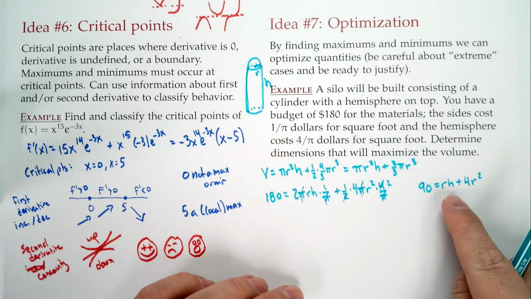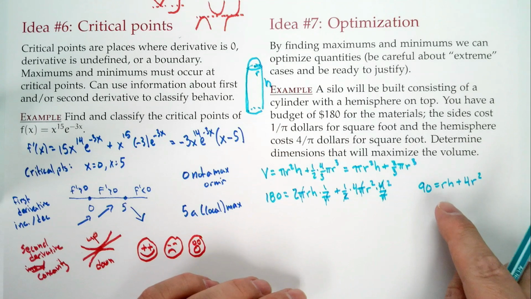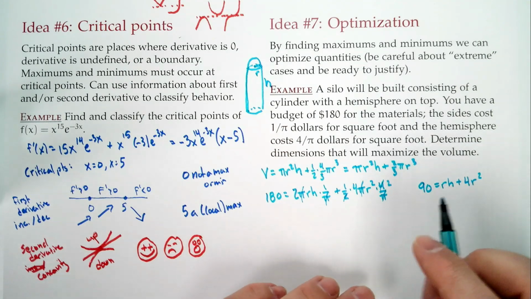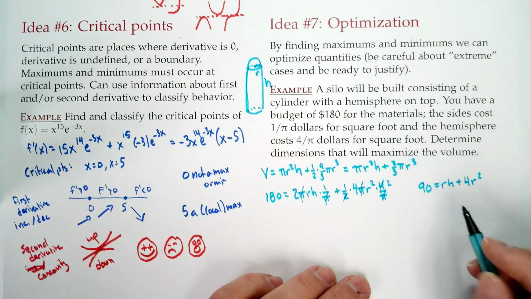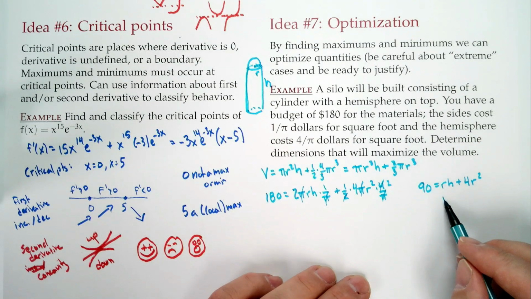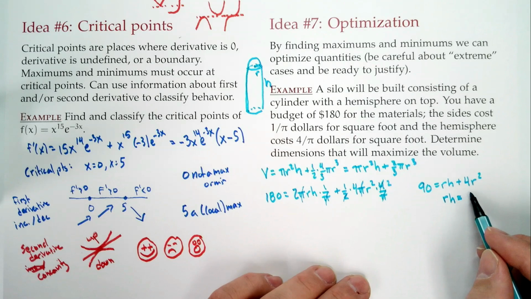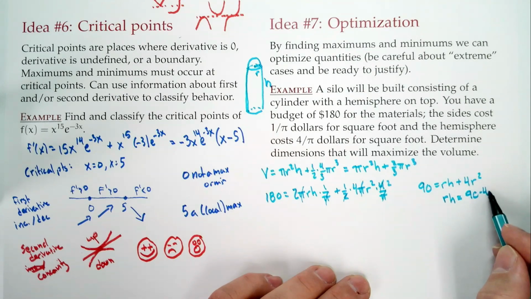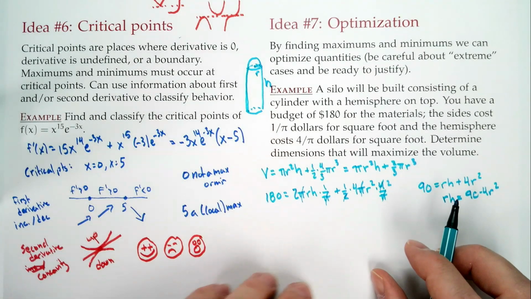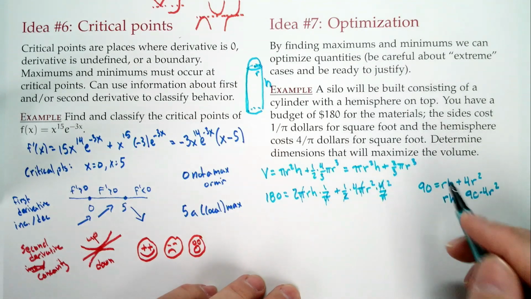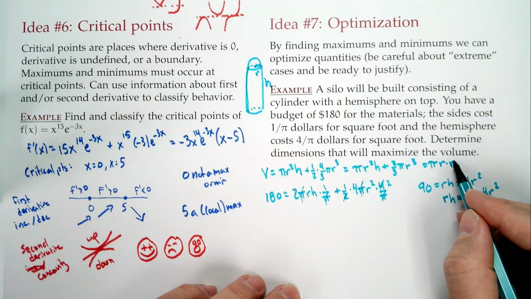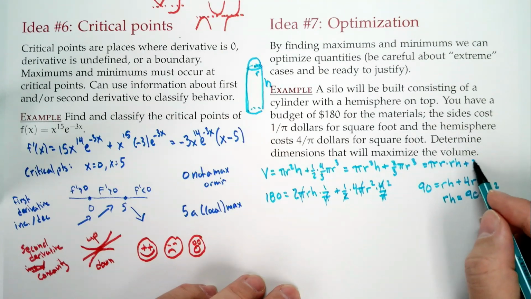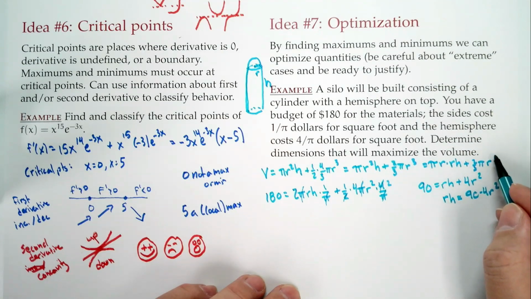So if I solve, notice there's only a single H up here. Actually, I can do something a little bit sneaky here. I can just say that R times H is 90 minus 4R squared. Why do I say that's a little bit sneaky? Come back here. Notice that this is equal to pi times R times H plus 2/3 pi R cubed.